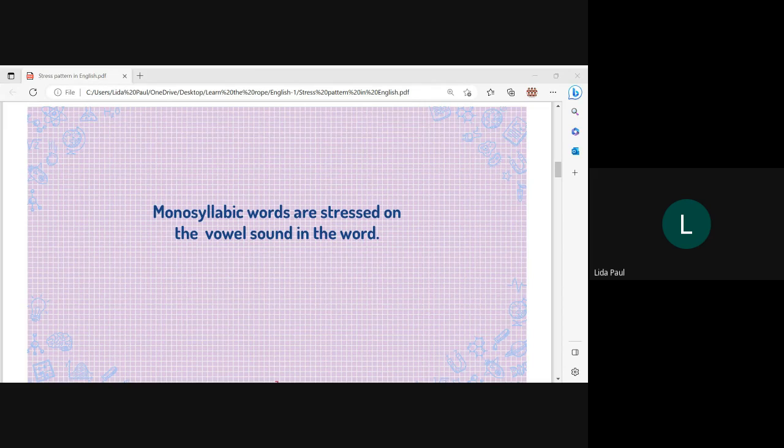combinations are called diphthongs. They form a unit. Different diphthongs are basically vowels, just combinations of two vowels. So yes, they also form a syllable.